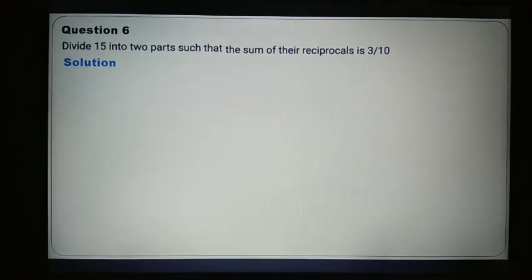The next question says divide 15 into 2 parts. Okay, so we have to divide 15 into 2 parts such that the sum of their reciprocals is 3 by 10. So I hope you are clear with the term reciprocal by now. Now let me call one of the numbers to be x. Okay, suppose if my number is 7, one of the parts is 7, obviously the other one has to be 8, right? Because 7 and 8, when they are added, I'll get 15, right?